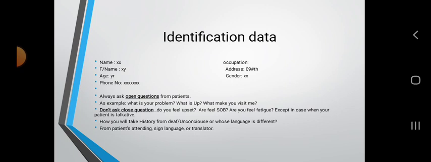First of all we should talk about the name. The importance of the name is, suppose you have different patients in a ward with the same name, so we have to differentiate between them. Ask the father name, and write their father name and their name as well. This is the differentiation.